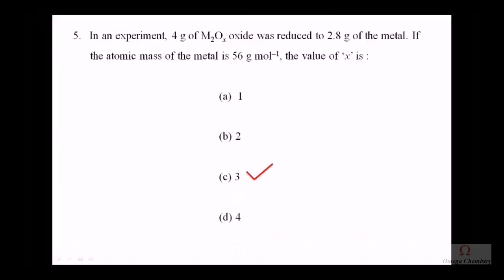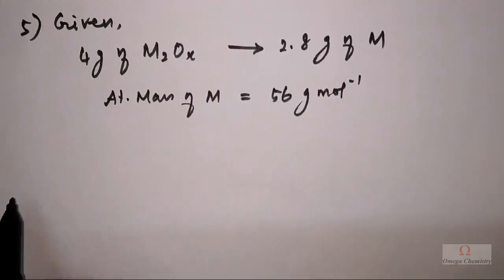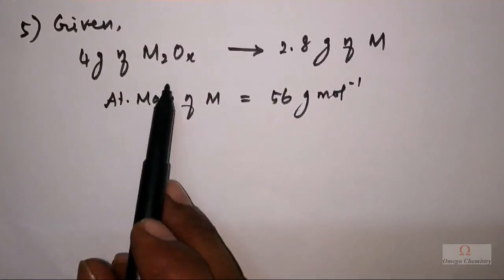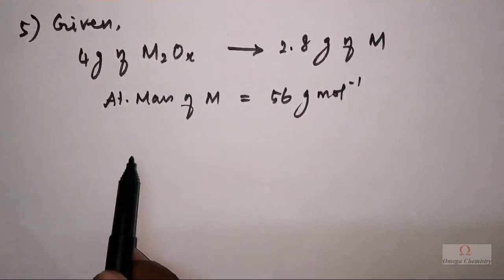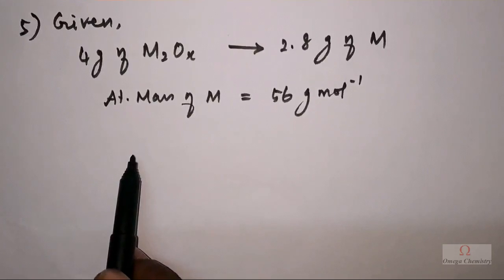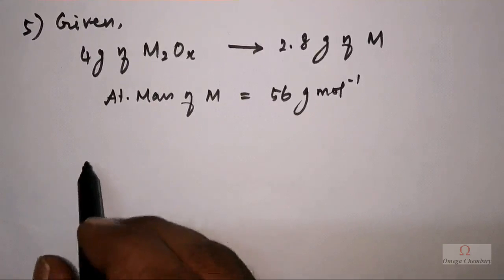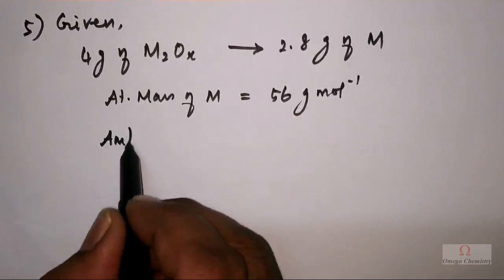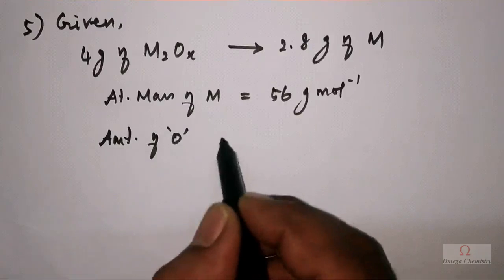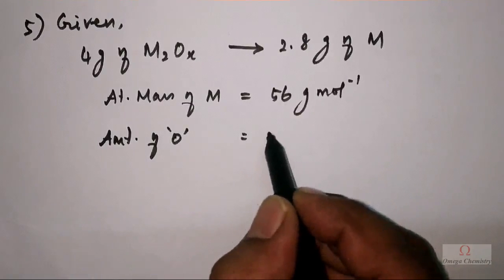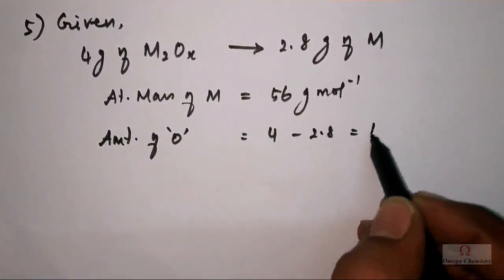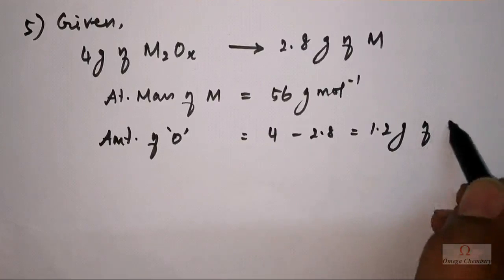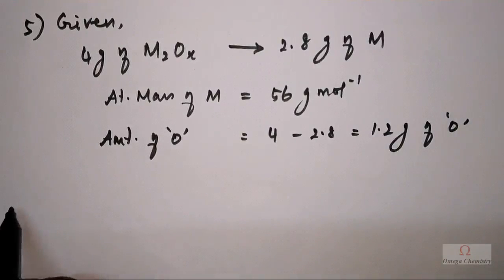Hope you would have solved. The right answer is C. Okay. So it is given that 4 grams of my metal oxide M2Ox contains 2.8 grams of metal, and the atomic mass of the metal is also given, 56 grams per mole. From the given values, I can calculate the weight of oxygen that is present. It is very simple. I need to subtract from 4. So 4 minus 2.8 gives me 1.2 grams of oxygen. This much oxygen is present in 4 grams of my metal oxide.